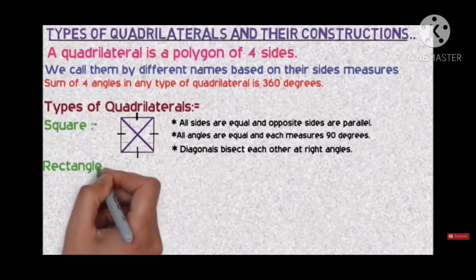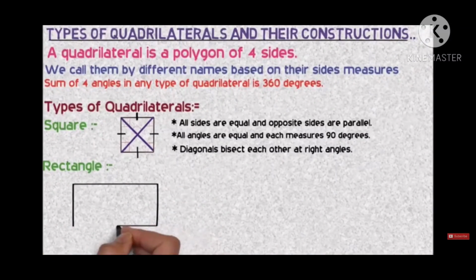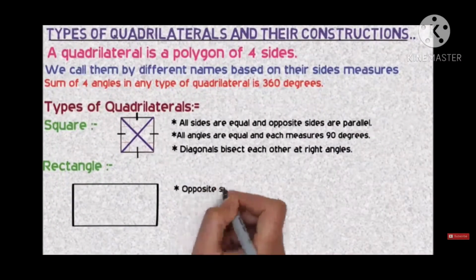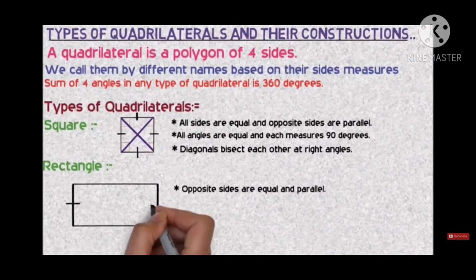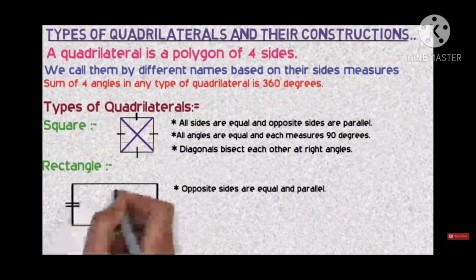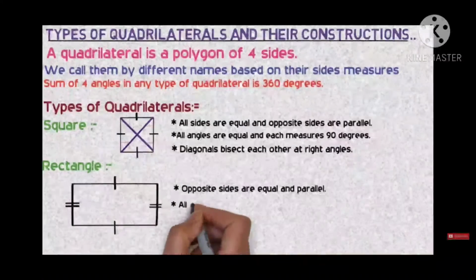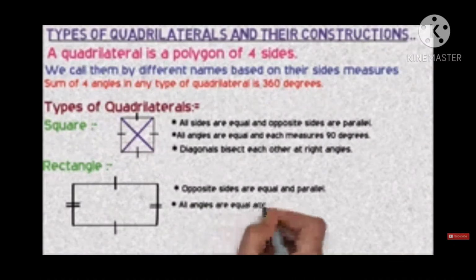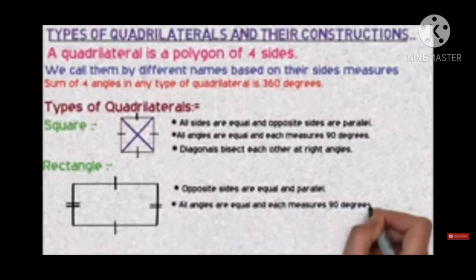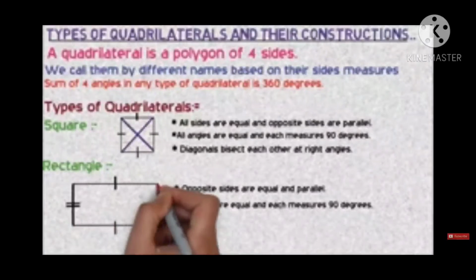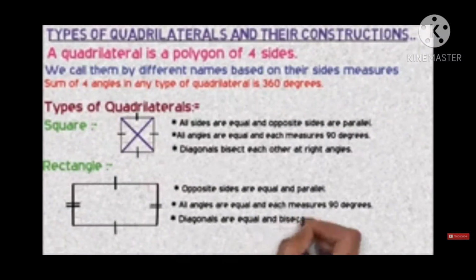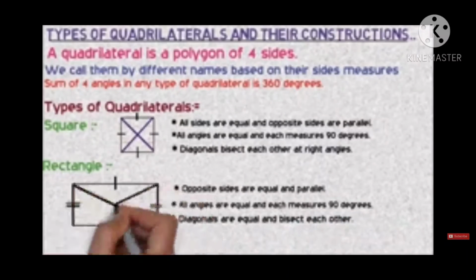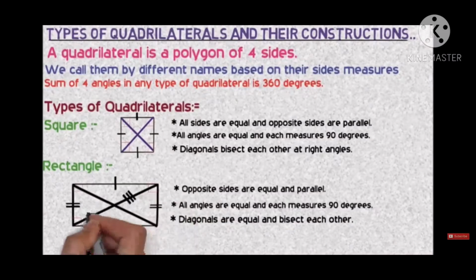Next one, rectangle. In a rectangle, opposite sides are equal and parallel. All angles are equal and each angle measures 90 degrees. Diagonals are equal and bisect each other. It means the two diagonals are equal and they bisect each other.